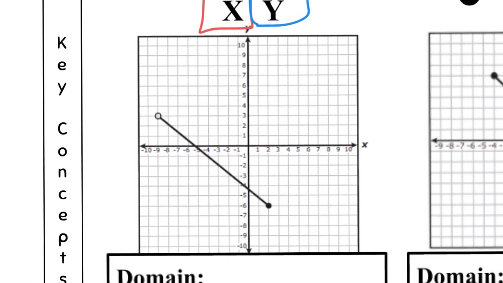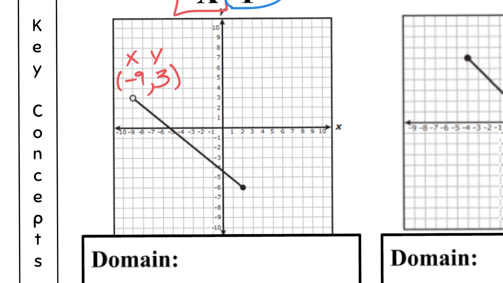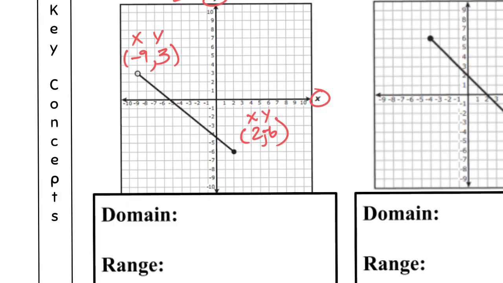All right, so over here on the left-hand side, let's go ahead and find the ordered pairs for each point. For this ordered pair, it's going to be -9, 3. There's my X and Y. Then over here, we have 2, -6, and that's my X and Y. Remember, my X-axis is here, my Y-axis is up here as well.